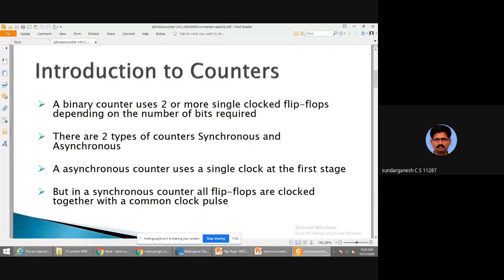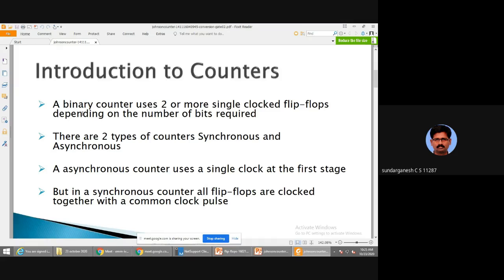So we know that a binary counter has a number of flip-flops. Every flip-flop has two states, 0 and 1. The minimum is two, and only then will it be regarded as a counter. If it is only one flip-flop, it is a 1-bit flip-flop, not a counter. A counter should have at least two flip-flops with a clock. There are two types of counters, either synchronous or asynchronous.